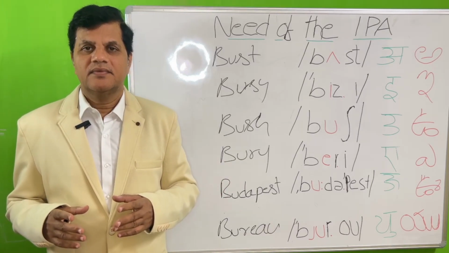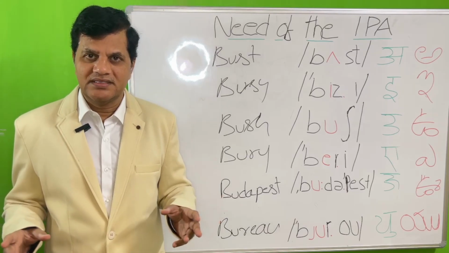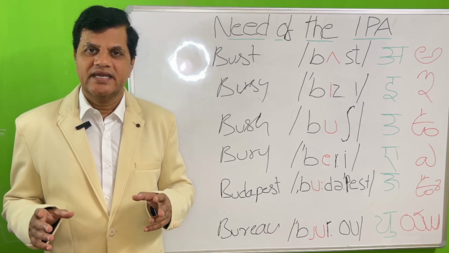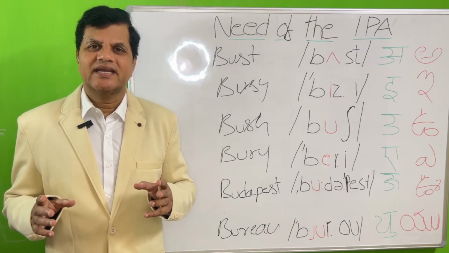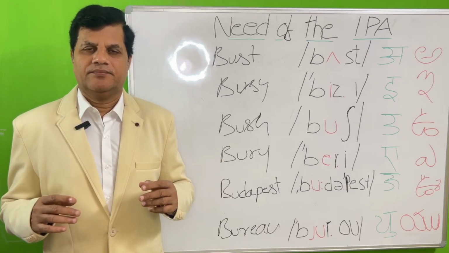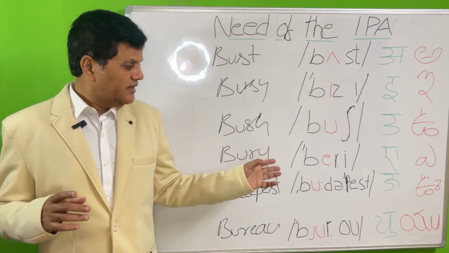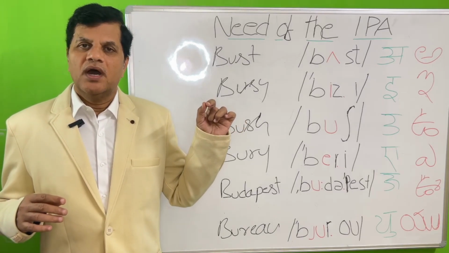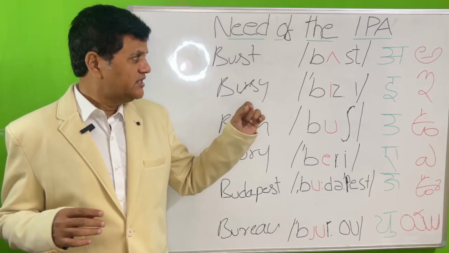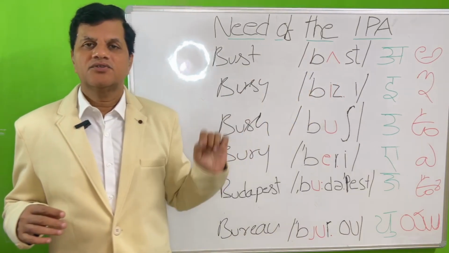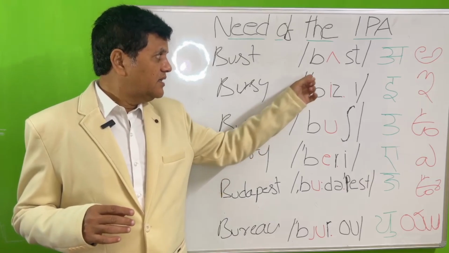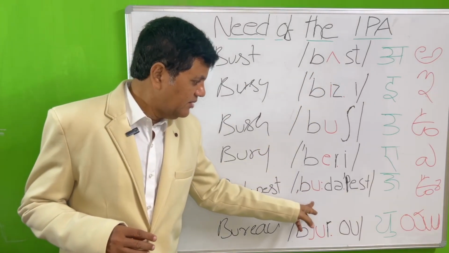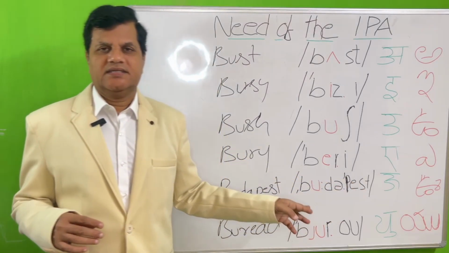For this sake only, linguists and language pathologists have invented the International Phonetic Alphabet for the sake of English as second language learners, non-natives. Okay. So here, for giving the exact sound, you should be able to read the position of these phonemes. So this IPA gives the exact sounds of phonemes, and also syllable division and syllable stress.